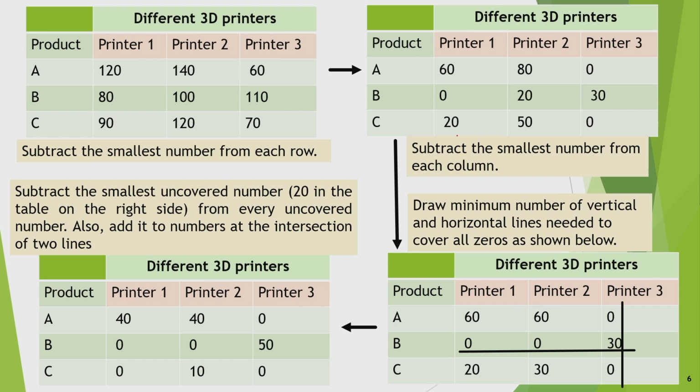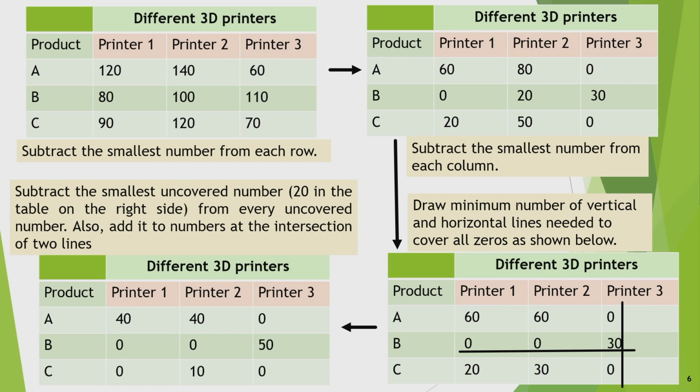Then what I did? Then I subtracted 70 from the next row. So this is 20, 50 and this is 0. So subtract the smallest number from each column now. So first here I need not do anything because this is 0, so 60. But here 20 is the smallest number. So 80 minus 20 is 60. This is 0, this is 30 and this is 0, 30.